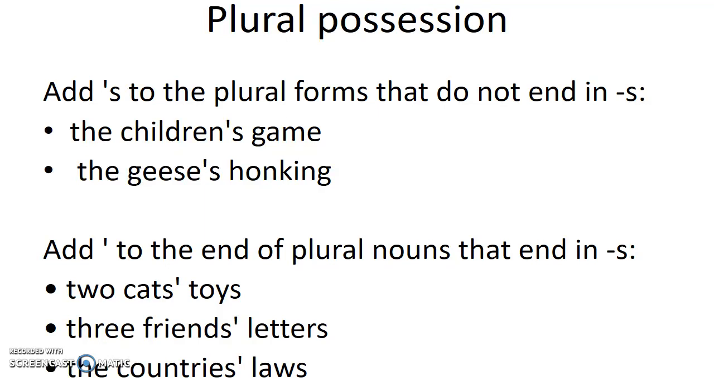So you have your 2 cats. The toys belong to the cats. The apostrophe goes on cats. You have 3 friends' letters. You have the letters, they belong to the friends, then you put the apostrophe on the friends. You have the laws, you have the countries, the laws belong to the countries, the apostrophe goes on the countries.